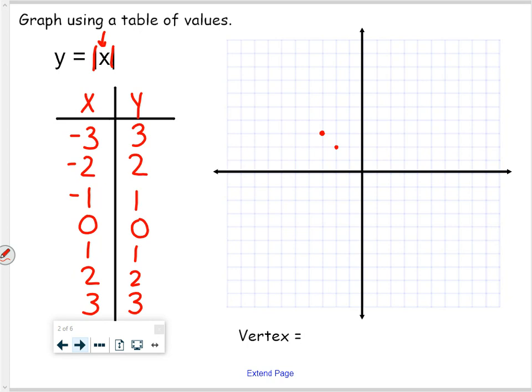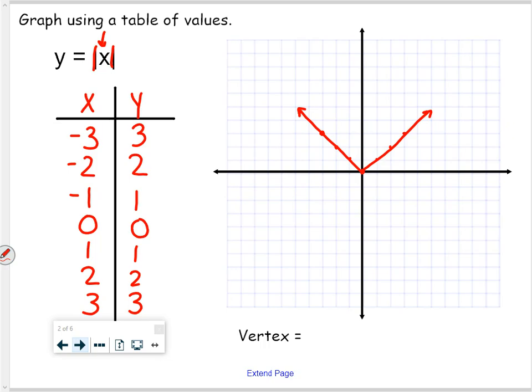When I graph this, -3, 3, -2, 2, -1, 1, 0, 0, and then 1, 1, 2, 2, and 3, 3, we get this V shape. This is, we're going to call it the parent function. This is like the most basic thing that we can do with absolute value. Okay, so that's our absolute value graph. That's how we're doing the entire thing today.